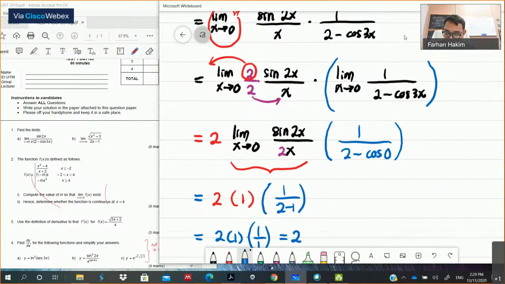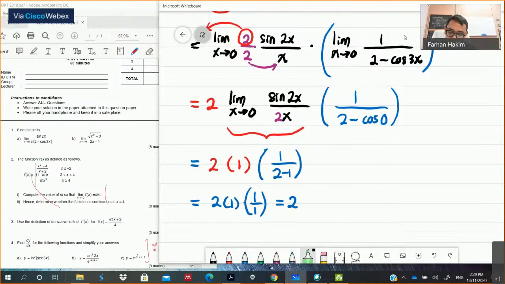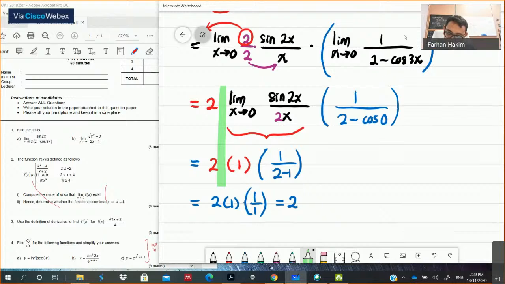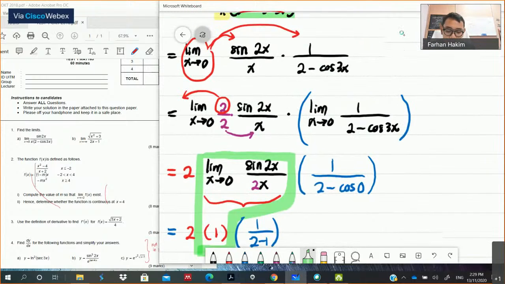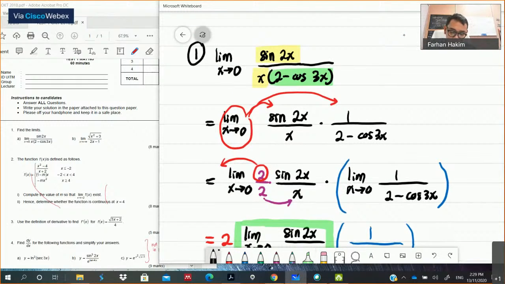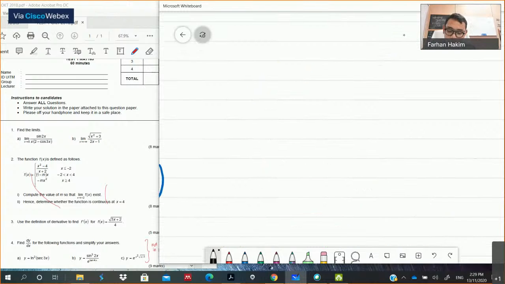This part here is where we use the squeezing theorem, from this to this. Okay, so that's question number 1A. I forgot to put A here. Let's go to question 1B.